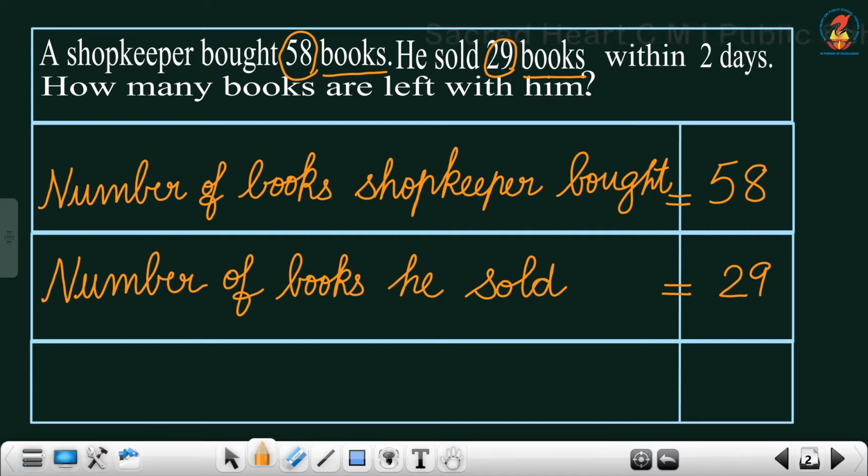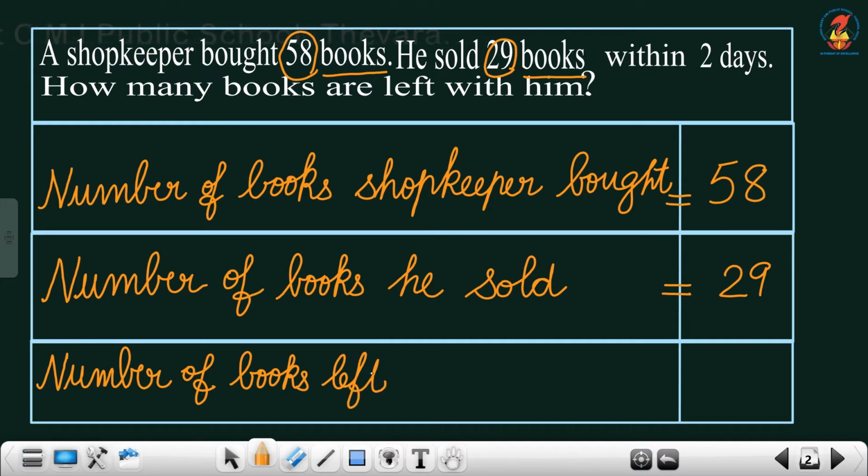Now, what you are asked to find? You are asked to find the books left with him. So, in the last statement, we can write number of books left with him. How will you find the number of books left with him, children? For that, you have to subtract, isn't it? You have to subtract 29 from 58. So, for that, you have to put the subtraction sign also.